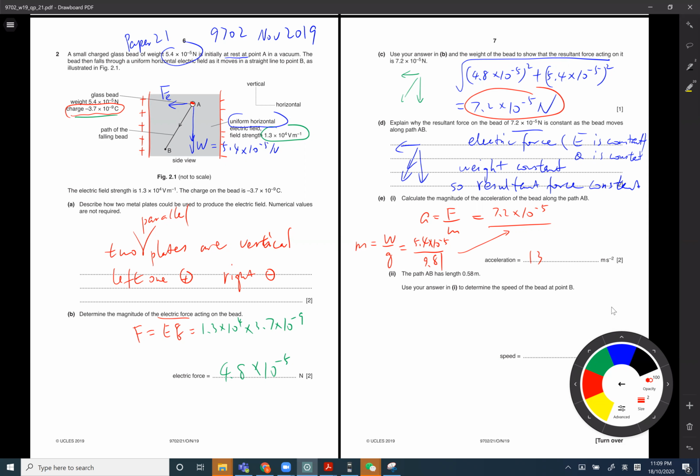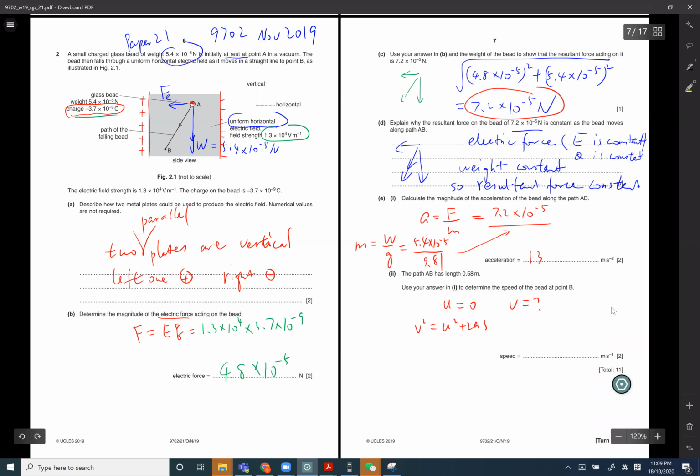Your initial velocity is 0. They ask you what's v. We have a formula, v squared equals u squared plus 2as, because the acceleration is constant and moving in a straight line, so we can use this formula. So u squared is just 0, so 2as. So we got v after using the calculator: 3.9 meters per second. That's how we work out this question.